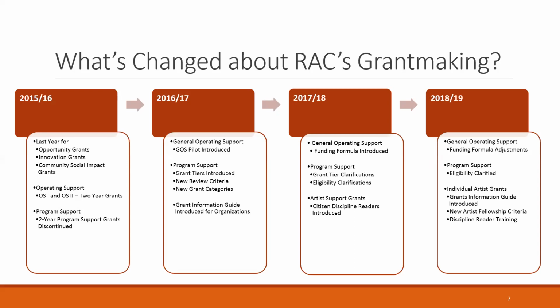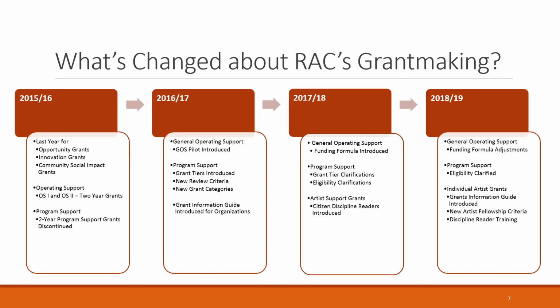Once we discontinued those in 2016 and 17, we rolled out the new program support, which we're continuing to use. And that's where we introduced new distinct grant tiers. We introduced the review criteria we're going to speak to, and we had just new grant categories. This is also where we trialed our GOS pilot. So we brought about 16 new organizations into general operating support. And we also introduced a new grant information guide, much of which we're going to speak to throughout this training.